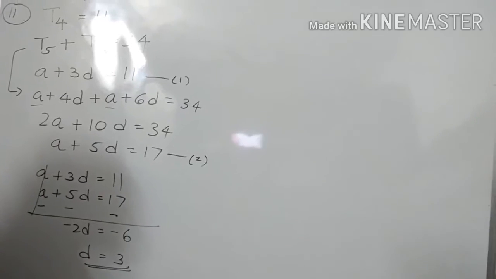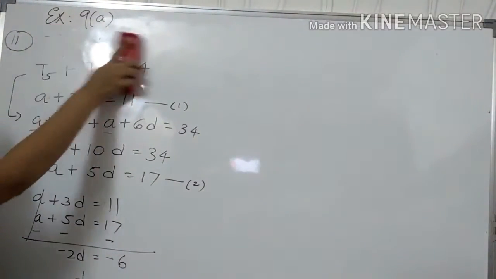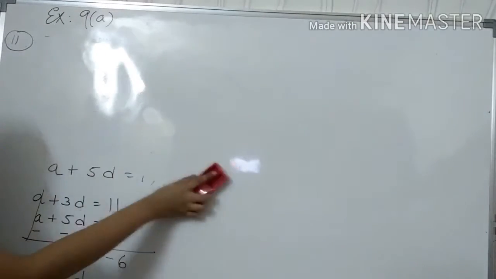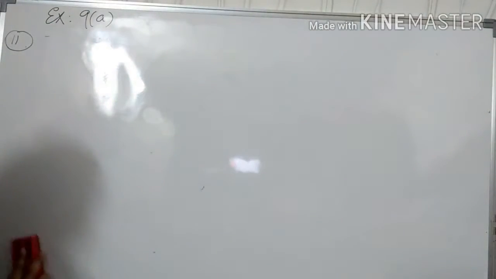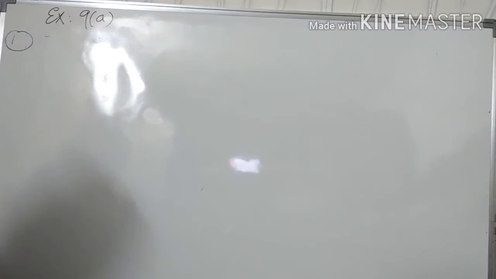Now move on to the next question. Next question we will take question number 12. So let us read question number 12. Find the middle term of the AP. The AP is already given: 213, 205, 197 and so on, 37.